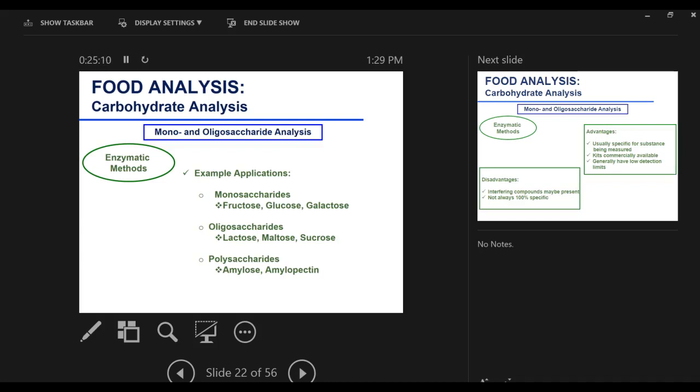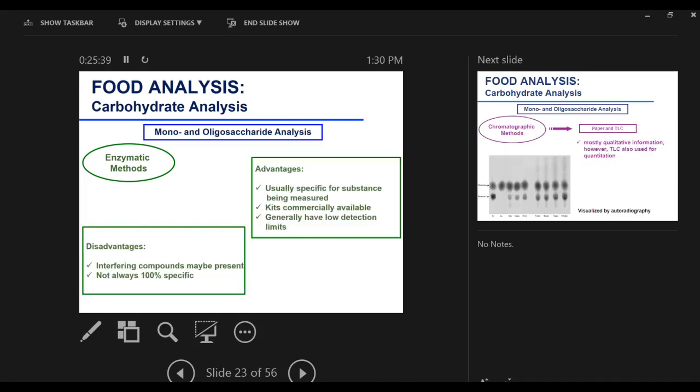For carbohydrates, this is applied for so many different substrates or constituents. You have specific enzymes for fructose, glucose, galactose, and also for lactose, maltose, or sucrose. You can measure them via enzymes. For polysaccharides, you can measure amylose and amylopectin as well, and we'll talk about that later when we talk about starch determination.